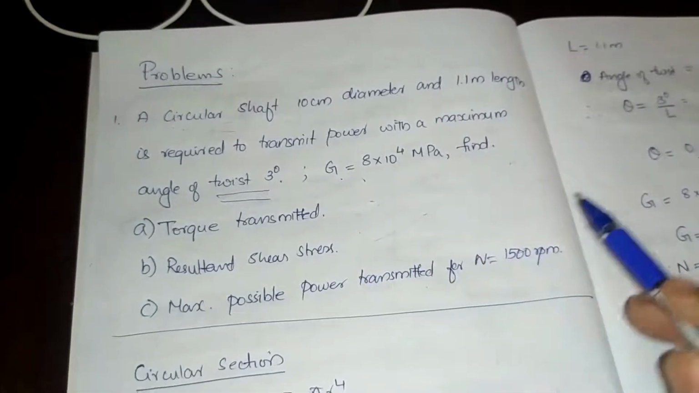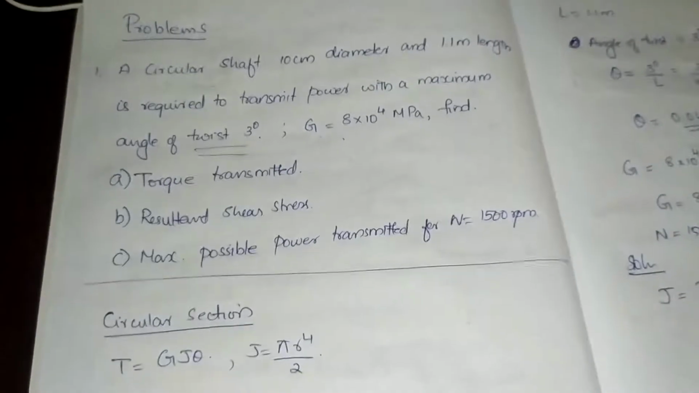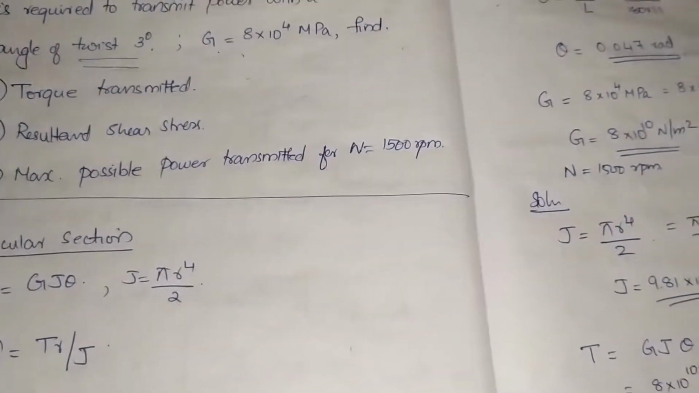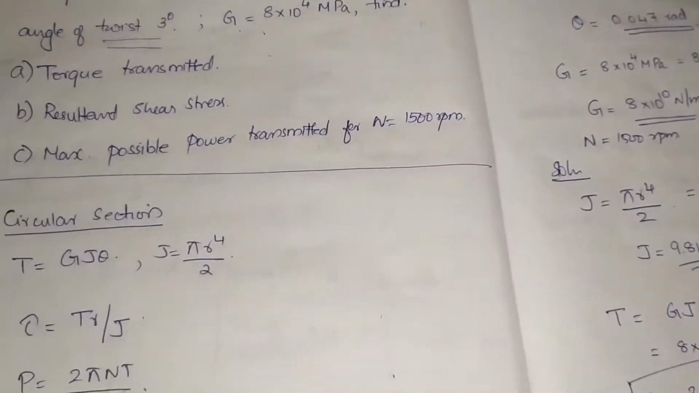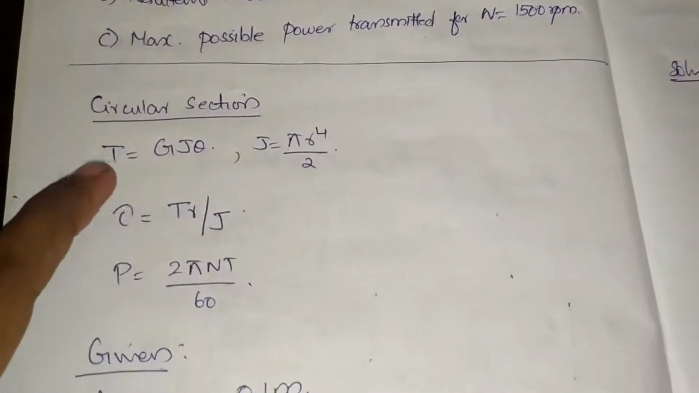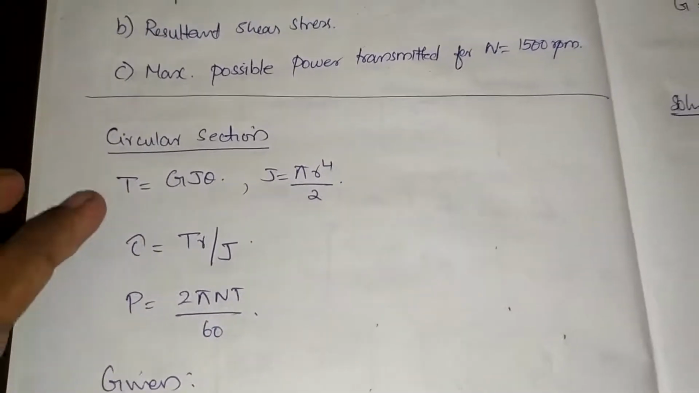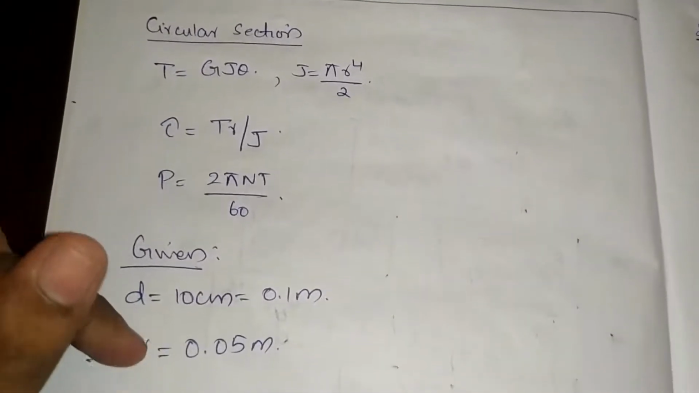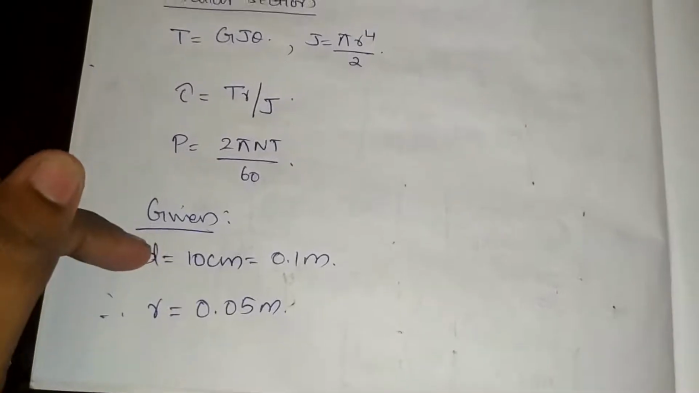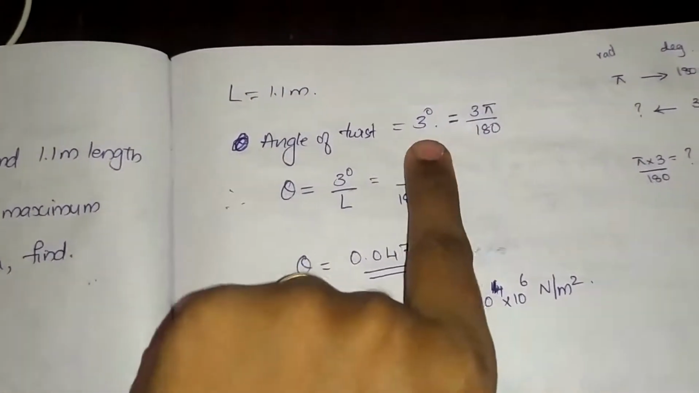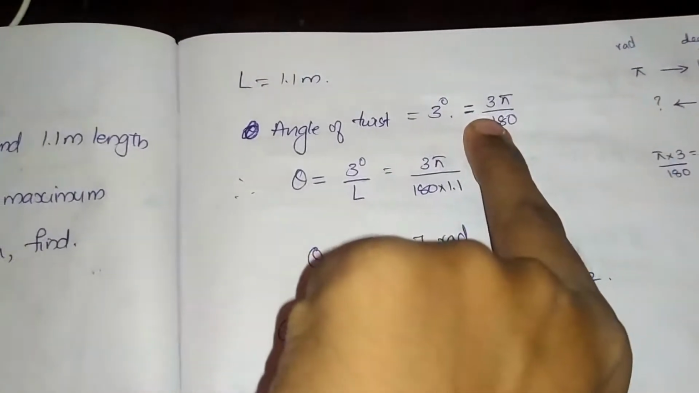P is 2 pi NT by 60. You might be knowing that from your thermal as well as mechanics basics. These are the equations that have to be used for circular sections. They have given the diameter, so you can find out the radius. The angle of twist is given in degrees; convert it to radians.